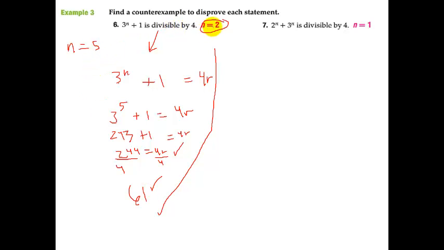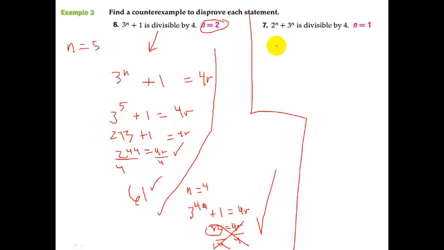The fact that they say n equals 2 is an answer makes me think maybe for odd numbers it works, but for even numbers it doesn't. So let me try a different one. Let me try n equals 4. So we can go 3 to the 4th plus 1 equals 4r. 3 to the 4th is 81. 81 plus 1 is 82. And without going any farther, I can tell you that 82 is not divisible by 4. And so therefore we've proved it. So in here you get something that's not true. That's good. That's what you want. You proved it's not true.